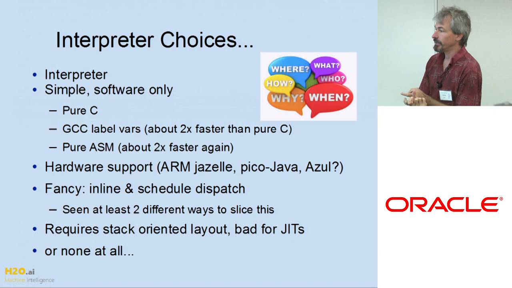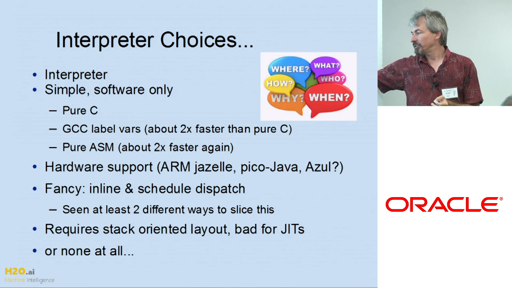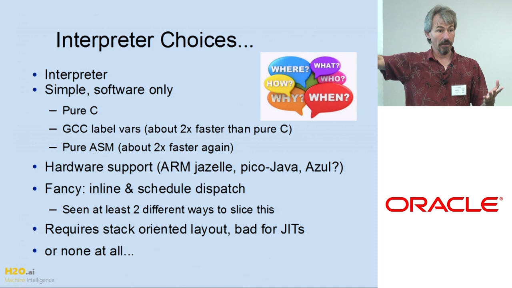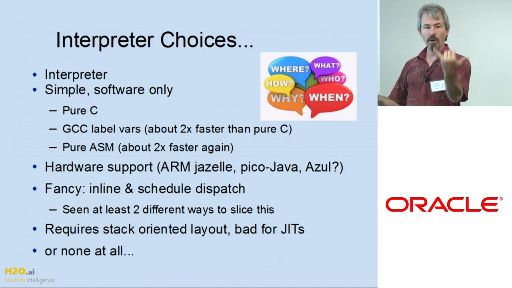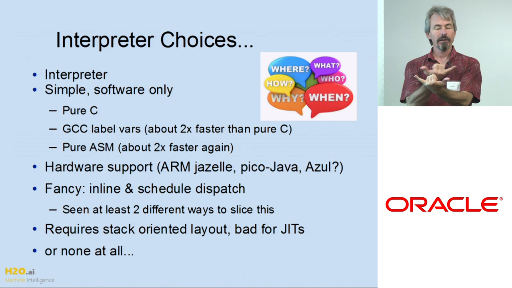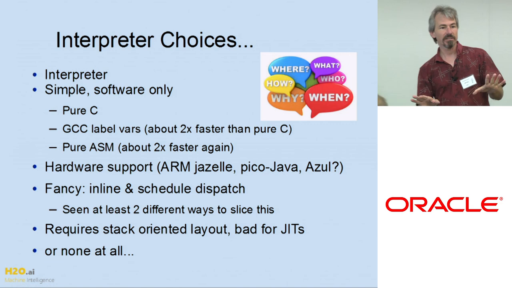However, as soon as you have an interpreter, you typically, for Java at least, have these stack-oriented bytecodes. The stack layout is really bad for JITting code in general. So what the interpreter wants from the stack and what the JITs want when they look at the stack are very different. And interfacing those two becomes a giant engineering mess. So if you can get away with no interpreter, your life's easier. But there are some real costs to no interpreter at all.